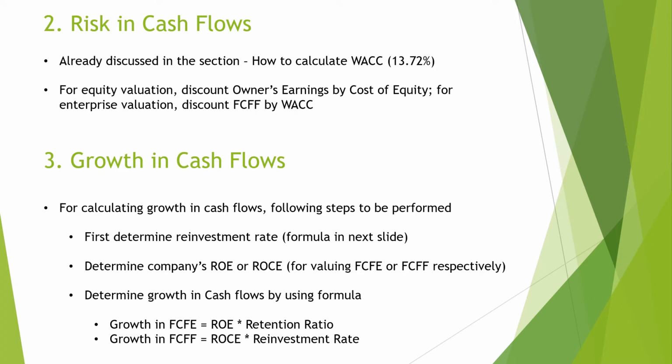This has already been discussed in part two of this series on intrinsic valuation methods, so maybe you can check out part two. There we calculated the weighted average cost of capital, which came to roughly 13.72. So this is the input that we have already done in part two, and we'll take that as it is. And as I mentioned again, we discount owner's earnings by the cost of equity, and for enterprise valuation, we discount FCFF by the weighted average cost of capital, right?